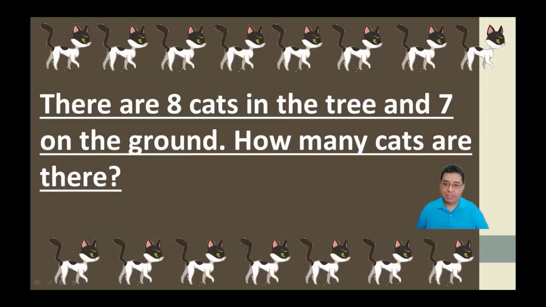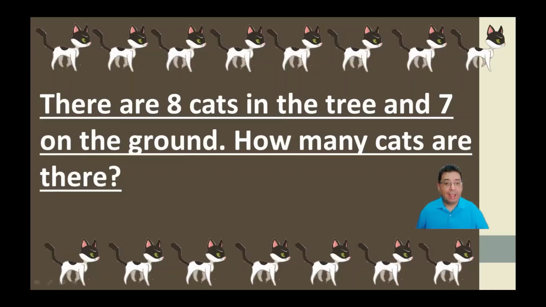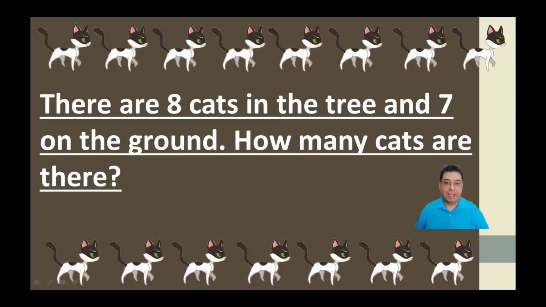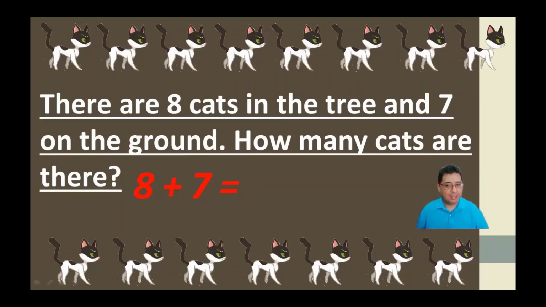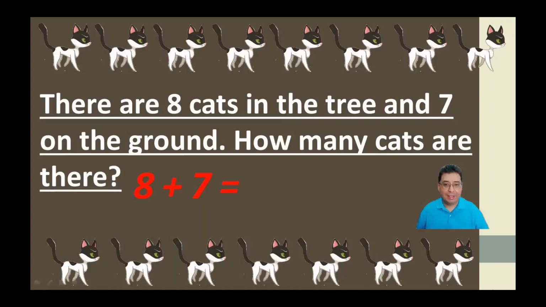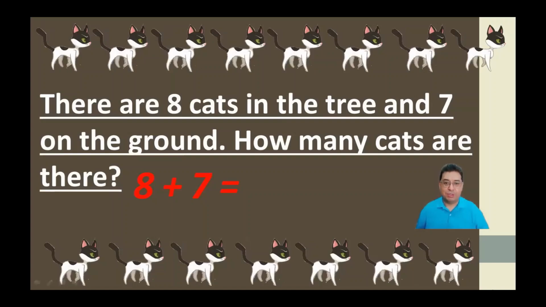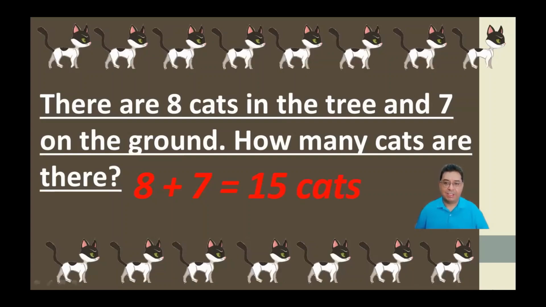And how are we going to set this problem up? That's right, you're going to say there's going to be 8 cats plus 7. What does that equal? That's right, the answer is going to be there are 15 cats altogether.